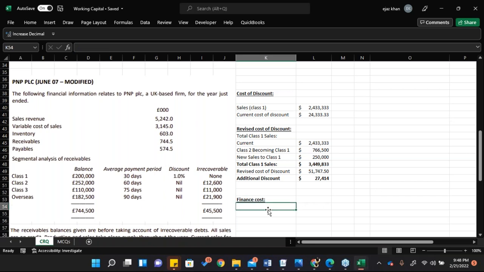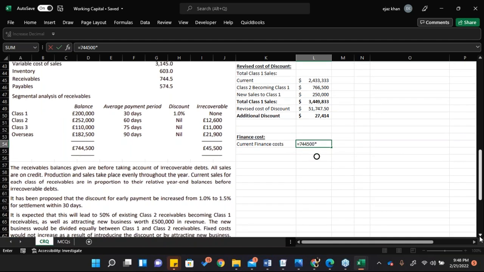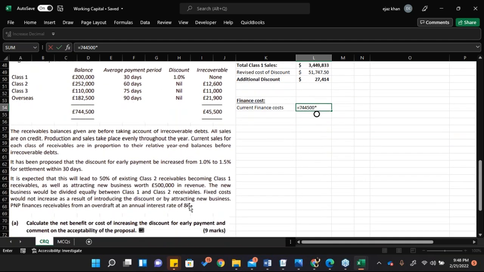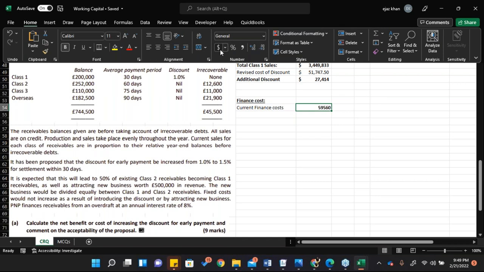So current finance cost will be equal to current account receivable into the finance rate. This is the current account receivable figure, 744,500, into the finance rate, which is 8%. That's what the current cost of finance is.